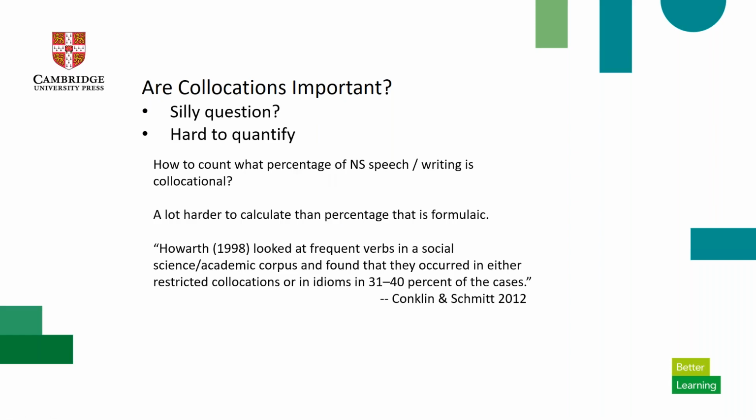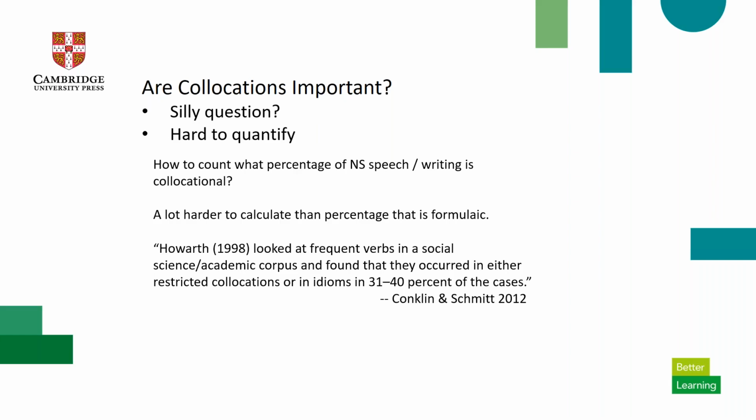But one thing that I found that Conklin and Schmidt in 2012 brought up was an interesting fact. Howarth looked at frequent verbs. These are general, normal academic use verbs in a social science academic corpus, and found that they occurred in either restricted collocations, that is in relatively strong collocations, or in idioms in 31 to 40% of the cases.